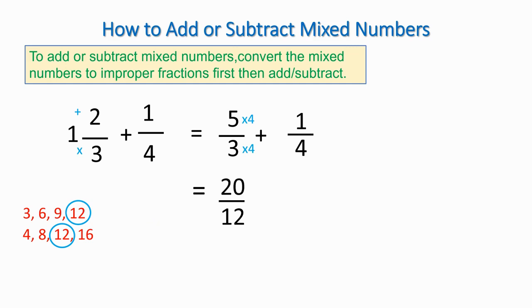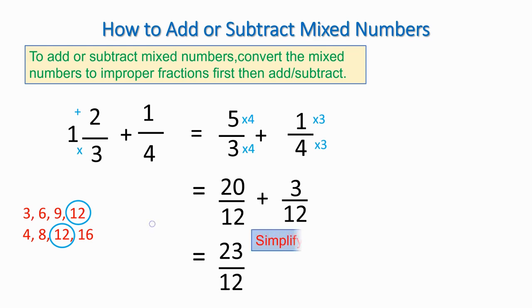For 1/4, we need to multiply 4 by 3 and the same with the top one to make 12. So 4 times 3 will give you 12 and 1 times 3 will give you 3. As we now have a common denominator, we just copy the denominator 12, add the numerators: 20 add 3 will give you 23. Because this is an improper fraction, we need to simplify that.